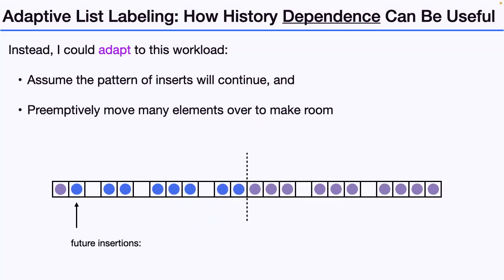So these elements can go right in, and I did have to move all these elements on the right, but I only had to move them once. So in aggregate, this was a lower cost solution than the one where we did things in an online fashion.